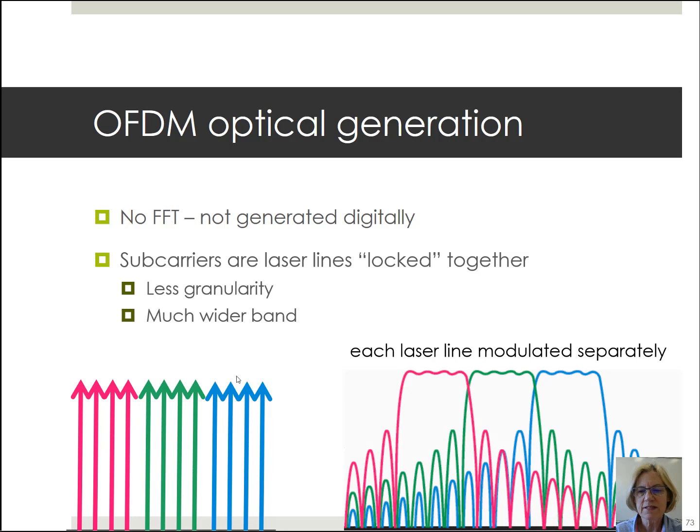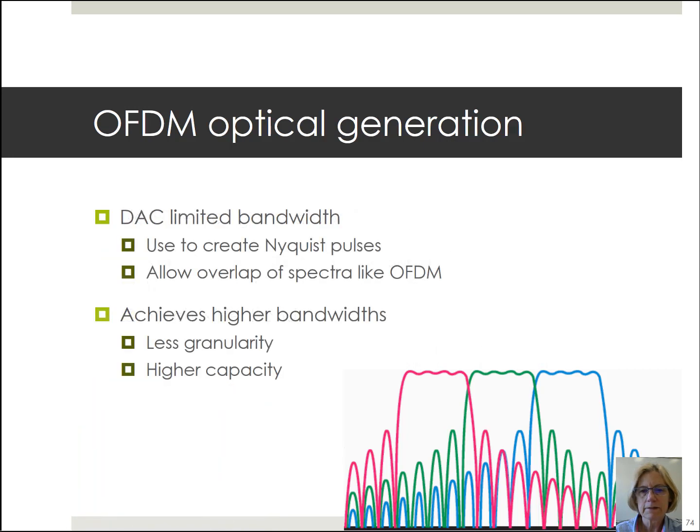So what happens is each one of the laser lines is modulated separately. However, they are grouped and spaced so that they could look like an OFDM signal. And so we could have here 3 different OFDM channels, if you will, but each one of the OFDM channels in this case is generated by a different laser light source or a different laser line.